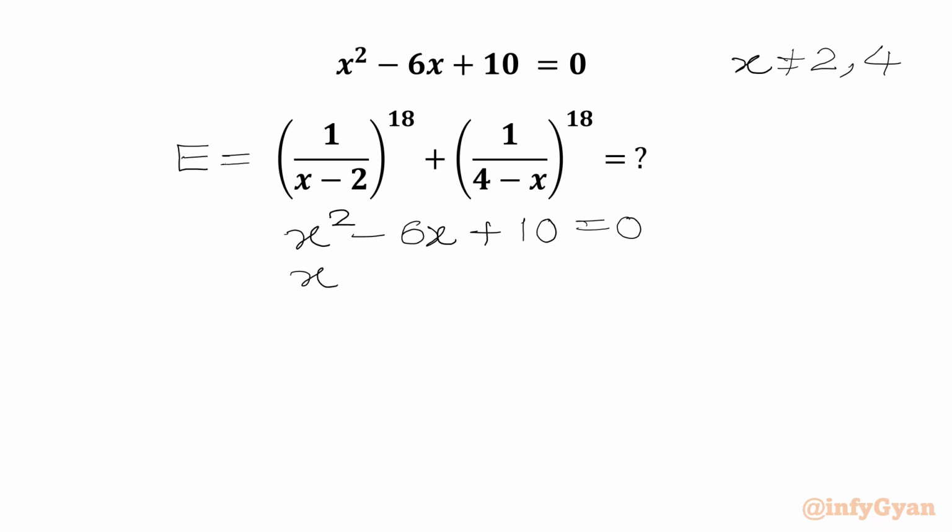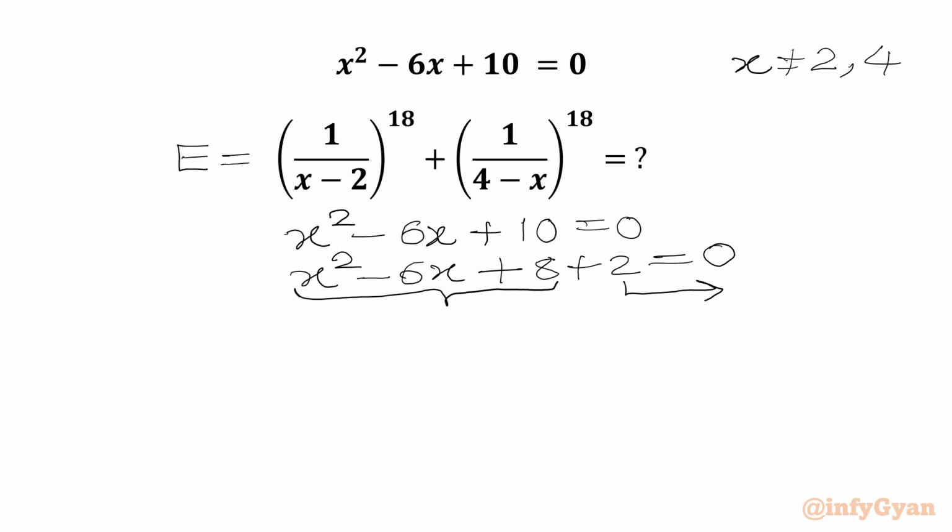I can split 10. I can write x² - 6x, then we can write 8 + 2 is 10, equal to 0. Now we will consider these three terms of LHS and we will take +2 to the RHS. So we will write x² - 6x, we can write -4x - 2x, then we have +8, and in RHS, now we will write -2.